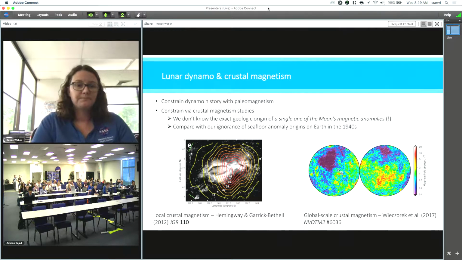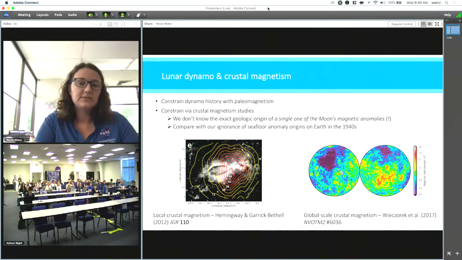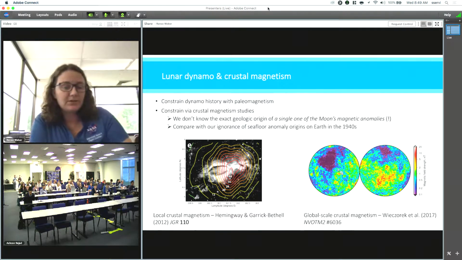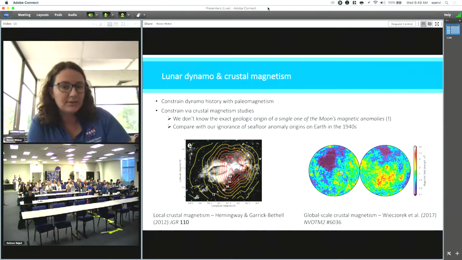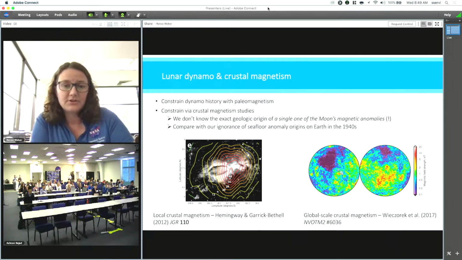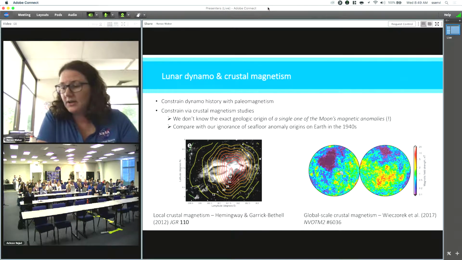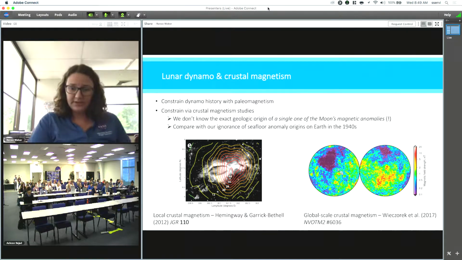The lunar dynamo, you can constrain with paleomagnetism, and you can also constrain it via crustal magnetism studies. On the left, there is a picture of one of these enigmatic and very beautiful magnetic swirls. And we don't know the origin of these. We don't understand how they form. And this is roughly comparable with our ignorance of the seafloor anomalies that were observed on Earth, and our state of knowledge of them in the 1940s.